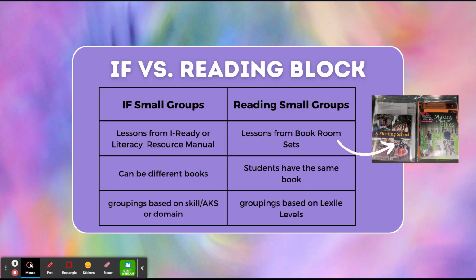Okay, so the first thing that we talked about was the differences between IF versus the reading block. So, your small groups in instructional focus, like we talked about with Ms. Gels a few weeks ago, these lessons are going to come from iReady. We will be using those domain specific groupings, or groupings based on a certain skill or an AKS in either literacy or math. And with regards to literacy, students can use different books, but the focus is on a particular skill or a strategy that they have already learned.